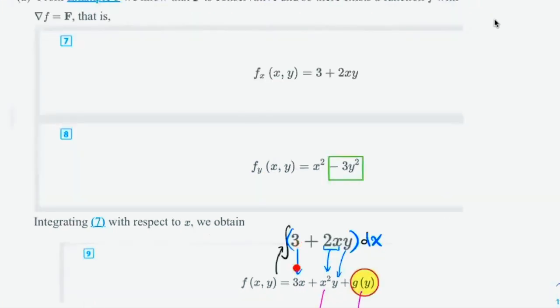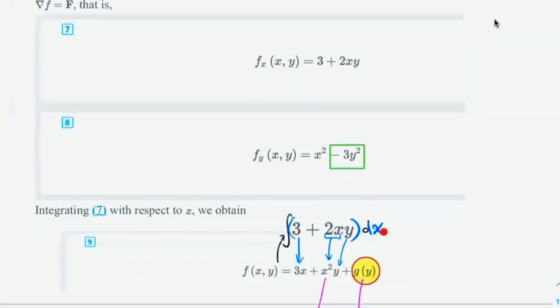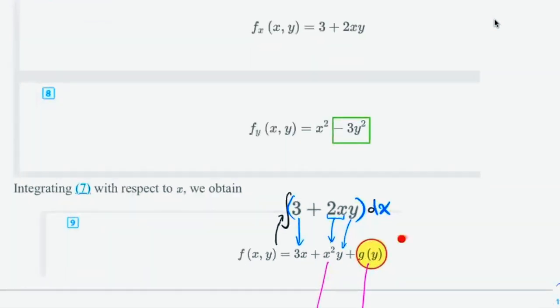The antiderivative of this with respect to x is 3x. The antiderivative of 2xy with respect to x is x squared y. And we should add a constant function with respect to x, which means a function that has no x involved. So instead of putting a constant, say c, over here, we should put a function, g of y. It's a function of y. It has no x involved. So this is regarded as a constant function with respect to x. So that's something you should pay attention to. Okay? Instead of putting a constant c, we put g of y.